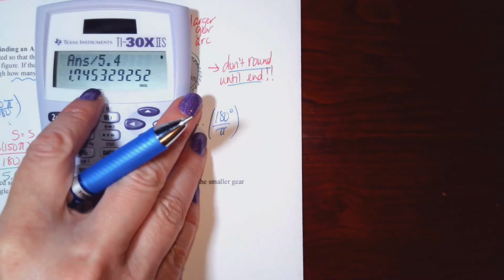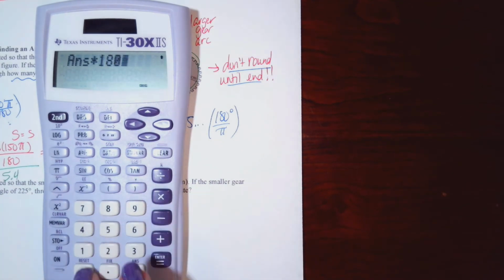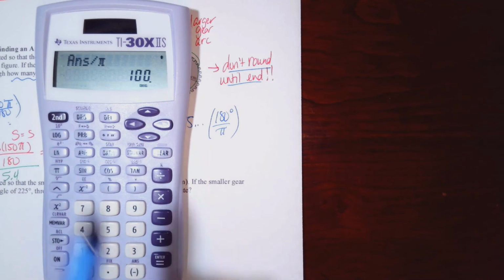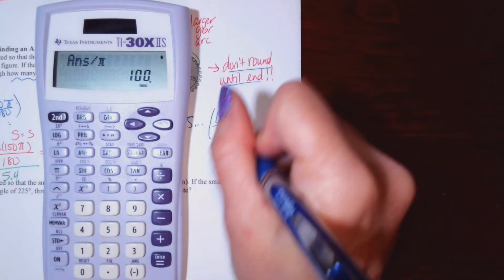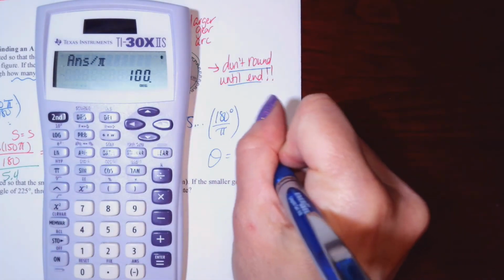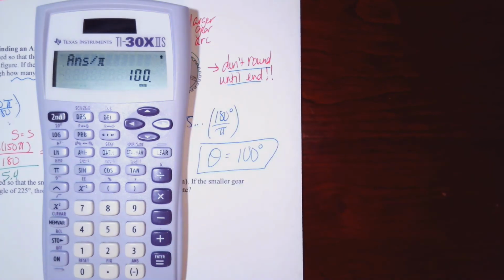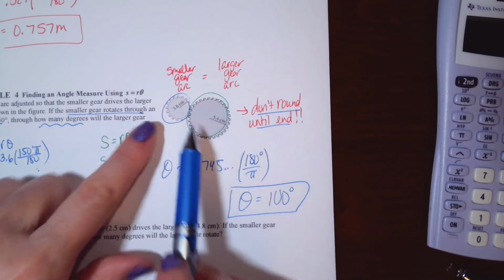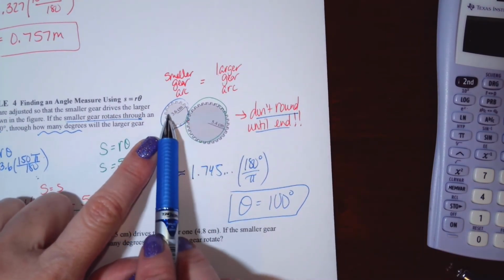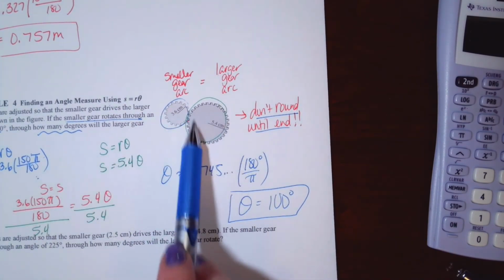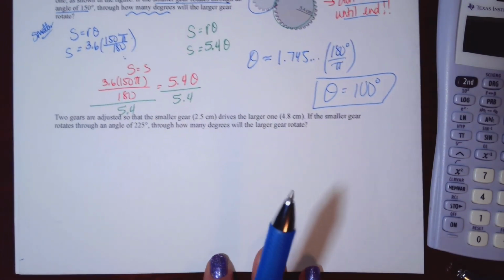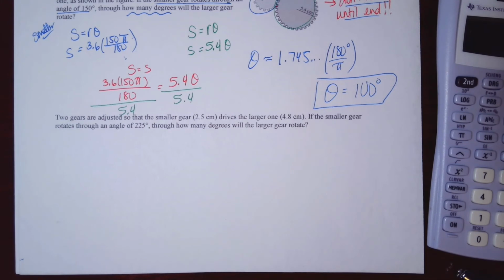I'm going to take my angle in radians, multiply by 180, divide by pi, and there is my angle theta in degrees. It rotates through a 100-degree angle. Does that make sense? Well, yeah. This is smaller, so the angle that it turns through is going to be more than this larger gear has to turn through. Okay. Now, this next problem, just like the one we just did, different values.